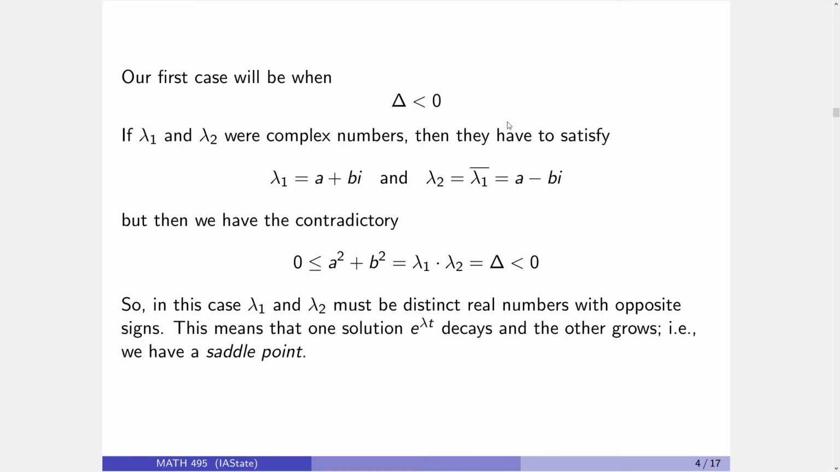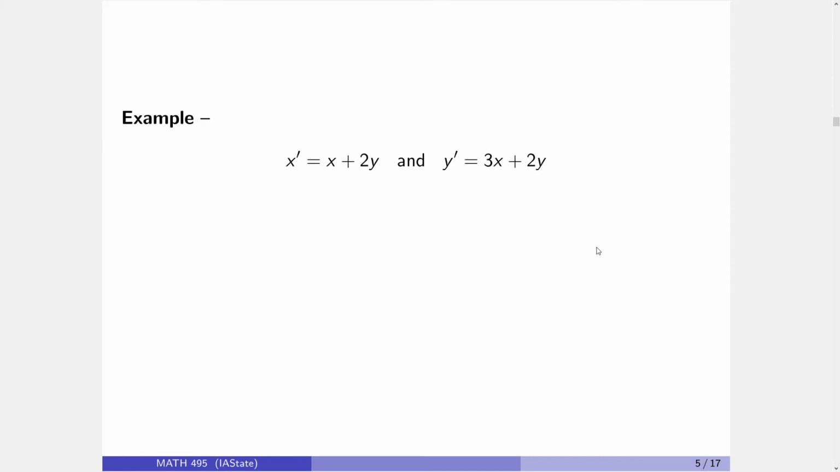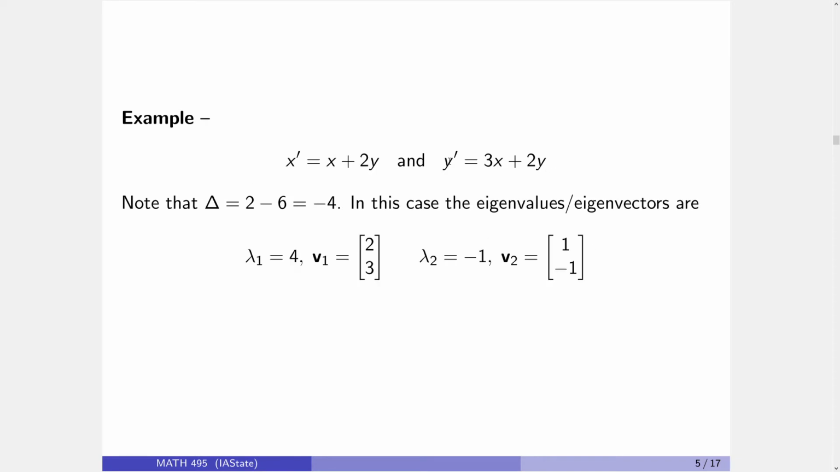Okay, so that means we have two solutions that these are generating, since they're distinct. One of them is a positive real number and one is negative, so one of them will go to zero and the other one will explode. So in other words, we have a saddle point. All right, let's look at an example. So here is a nice system of equations. The determinant is negative 4, and the eigenvalues are 4 and negative 1.